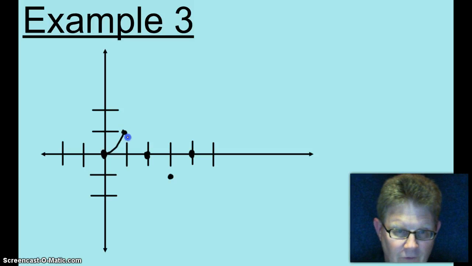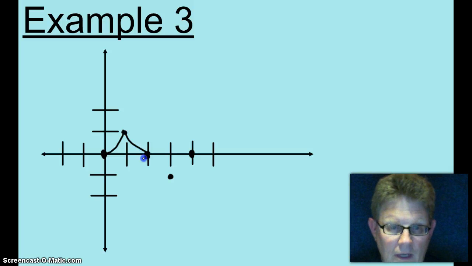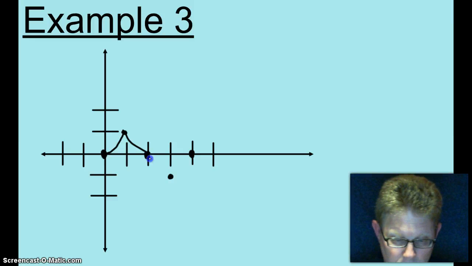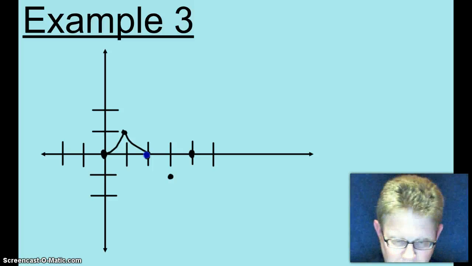And then on the interval from 1 to 2, f prime is negative and f double prime is positive, so it's decreasing and concave down. Alright, at 2, 0, f prime is 0, so there must be a horizontal tangent. And f double prime is 0, so there must be a point of inflection.